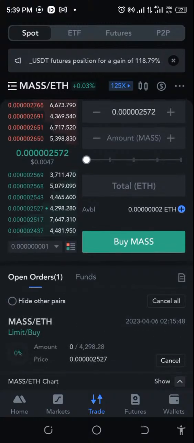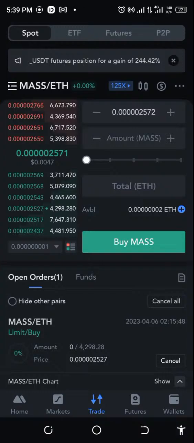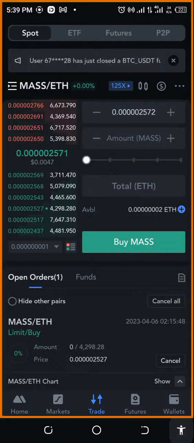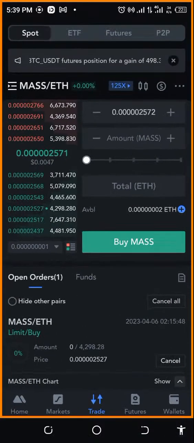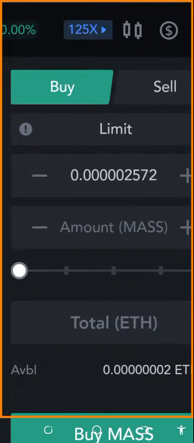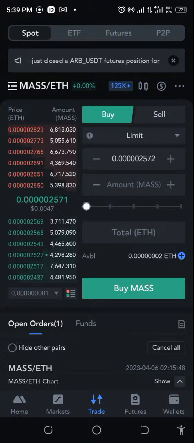So I'm going to have to cancel this, because if I try to sell it, look at the price right now. This was the price where we fixed it to buy our MASS, 0.00002527. The price right now is 2572. Well, it looks like we've been stuck. It's been up and down, going to 2550, 2540, 25. It's just been hovering.